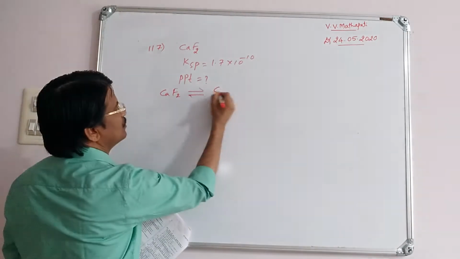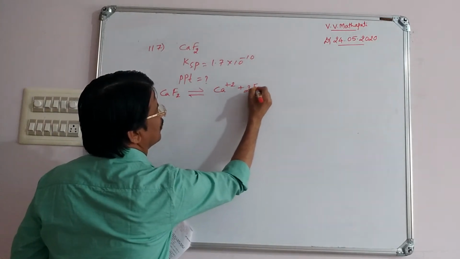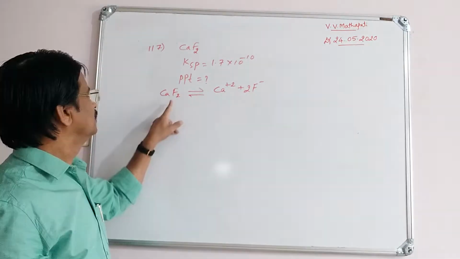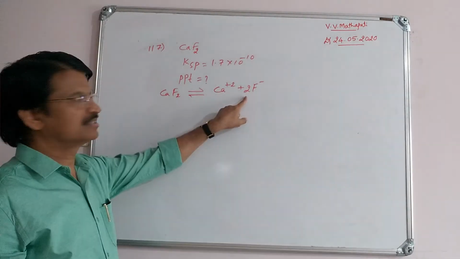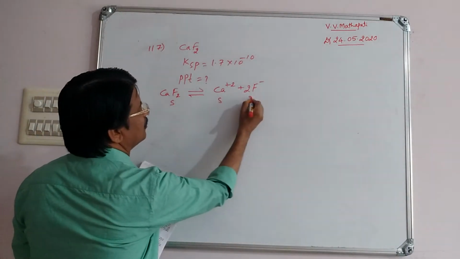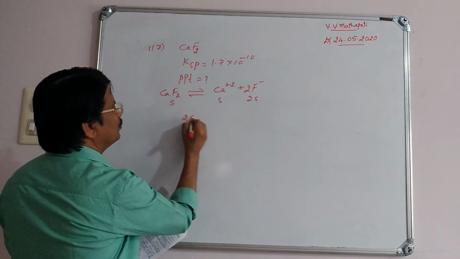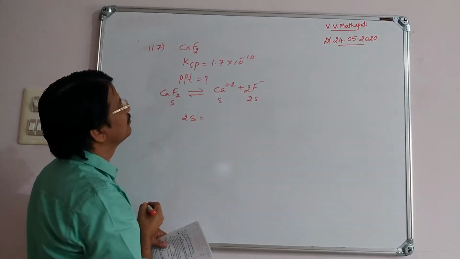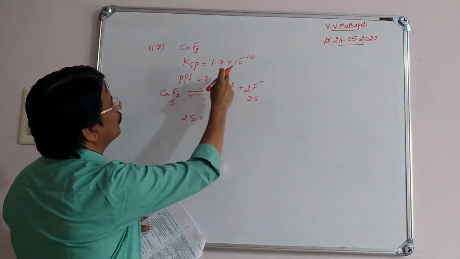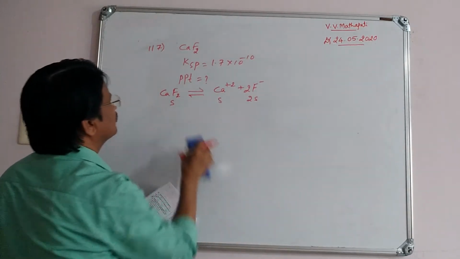CaF2 reversible to Ca plus 2 and 2F minus. Then for 1 mole S, 2S. Then KSP equal to, there is a formula.